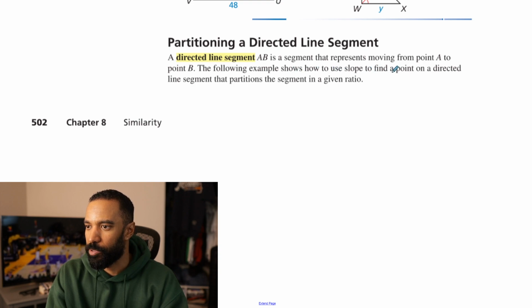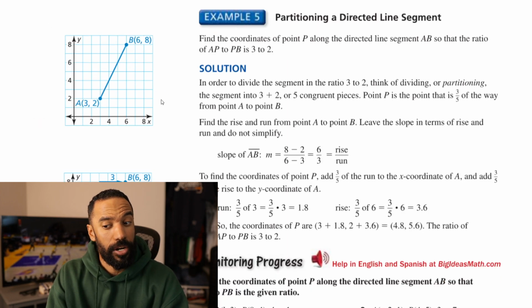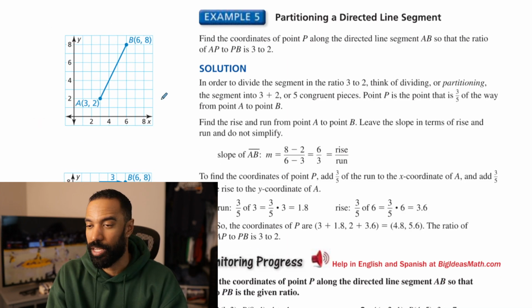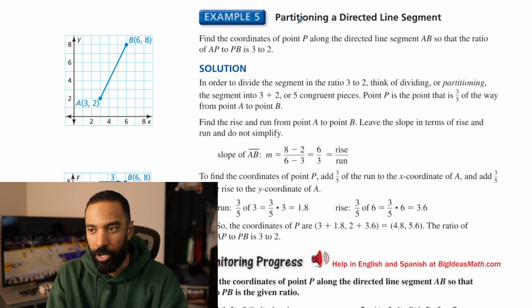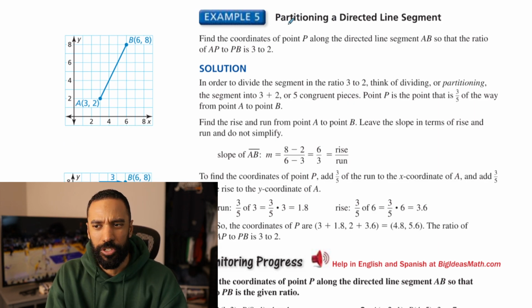The following example shows how to use slope to find a point on a directed line segment that partitions the segment in a given ratio. Honestly, I don't know if I've seen this before. I don't think I know what this is. I know what the word partition means, but I don't know what they're doing here.